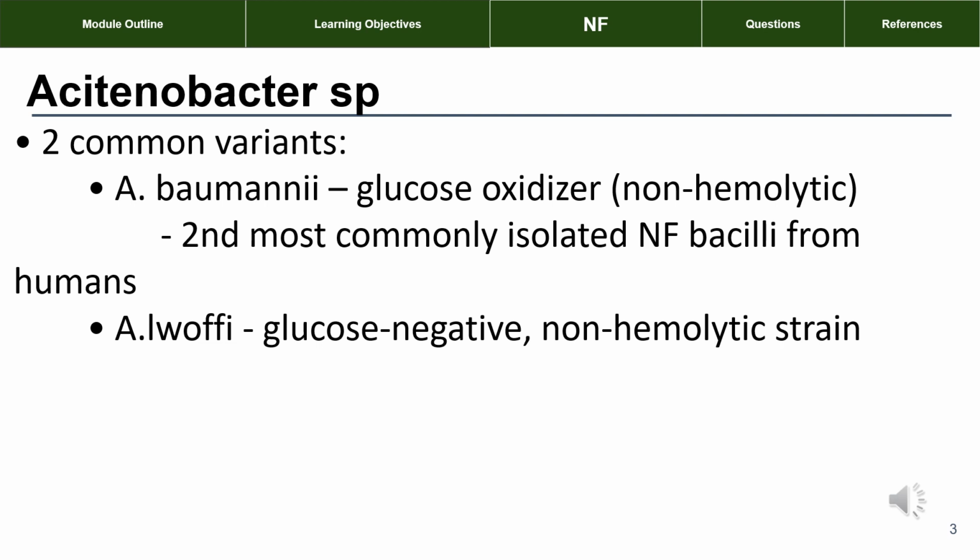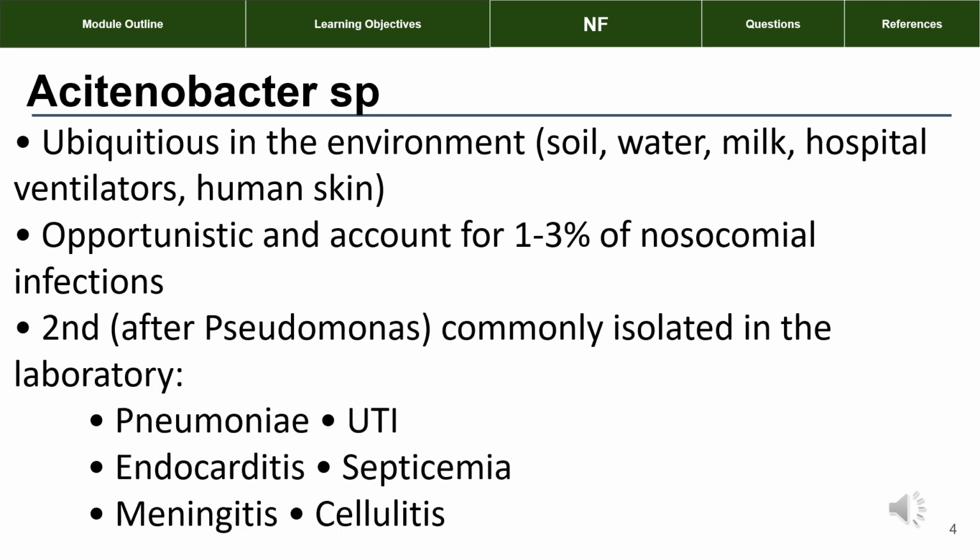This bacteria is a glucose oxidizer and is non-hemolytic. So this is the second most commonly isolated non-fermentative bacilli from humans. Next, we have your Acinetobacter lwoffii. This is a glucose negative and a non-hemolytic strain.